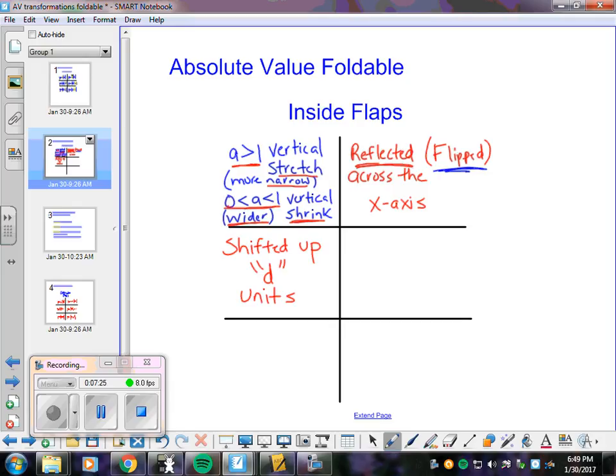Now on the right-hand side, going down, when you subtract D, you shifted down D units. So over here you're going up, and this is down.